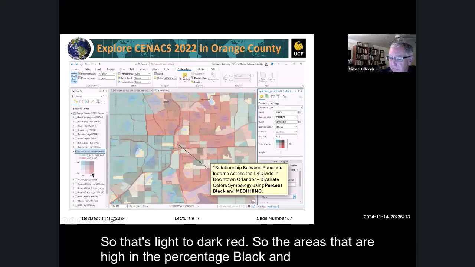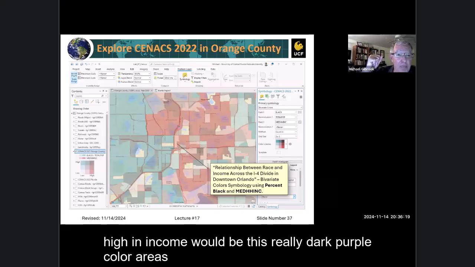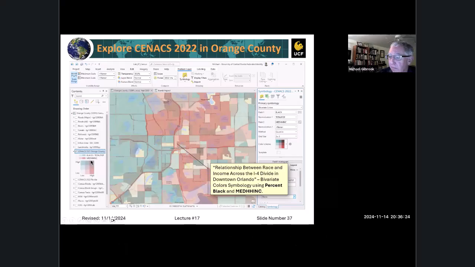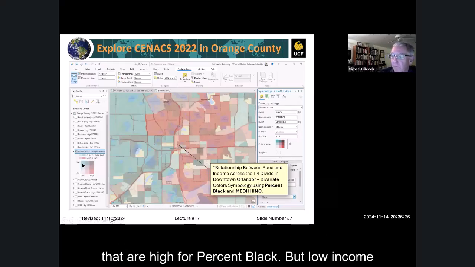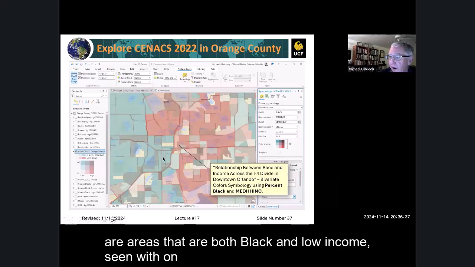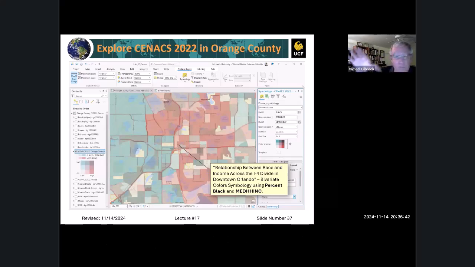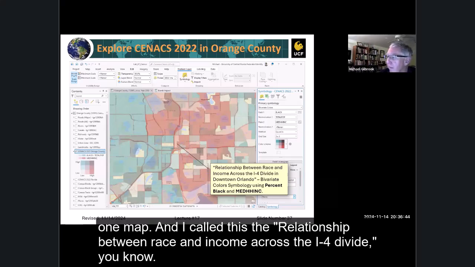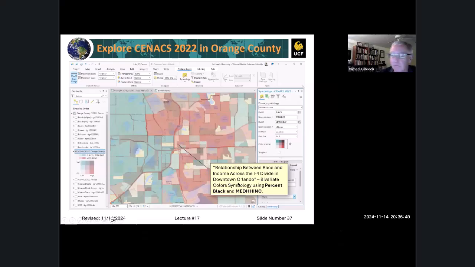So the areas that are high in the percentage Black and high in income would be this really dark purple color. Areas that are high for percent Black but low income would be this blue color. And there's quite a bit of that. So these are areas that are both Black and low income, seen on one map. And I might call this the relationship between race and income across the I-4 divide.